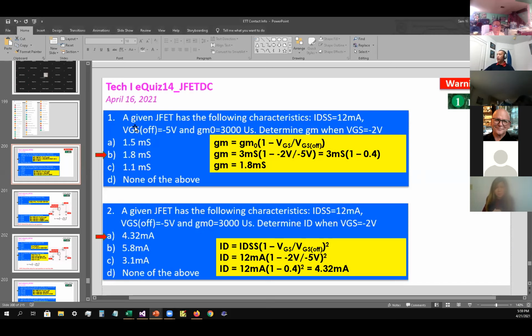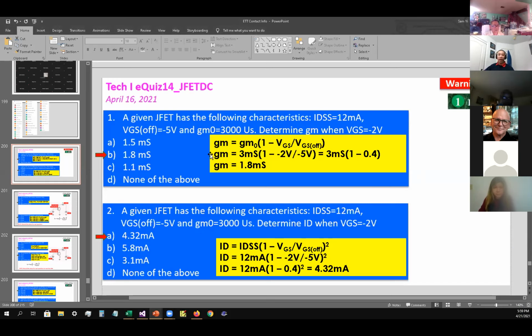Okay, so question number 1: a given JFET has the following characteristics: IDSS equals 12 milliamps, VGS(off) equals -5 volts, and gm0 is equal to 3000 microsiemens. Determine gm when VGS is equal to -2 volts.